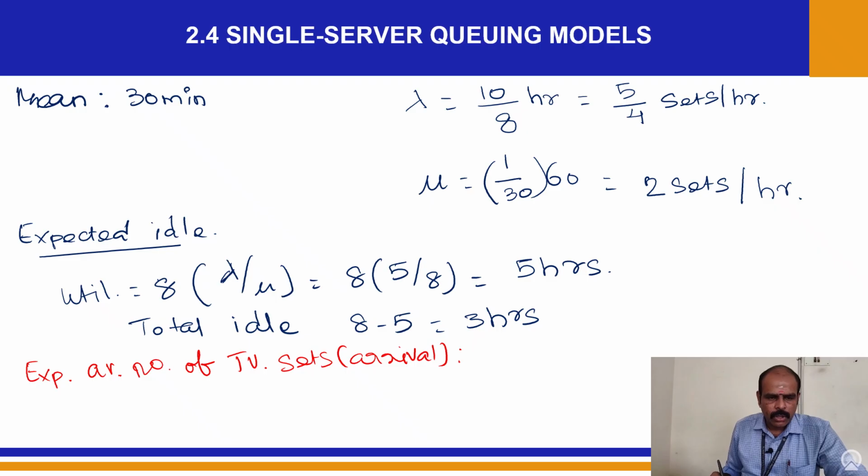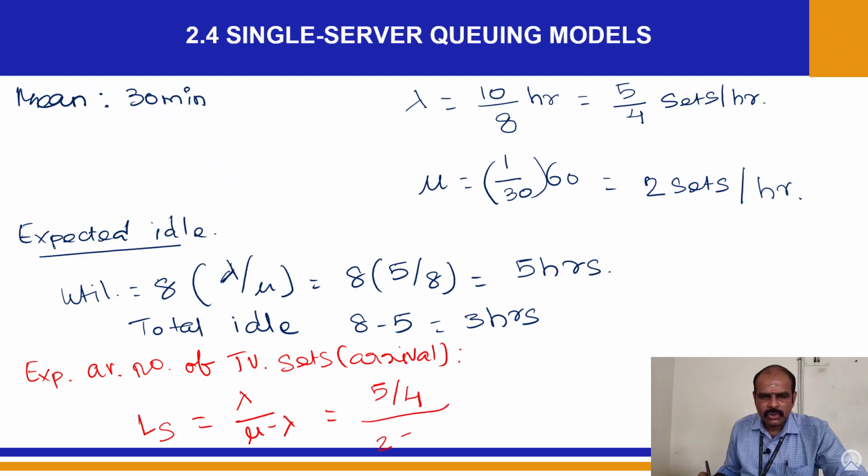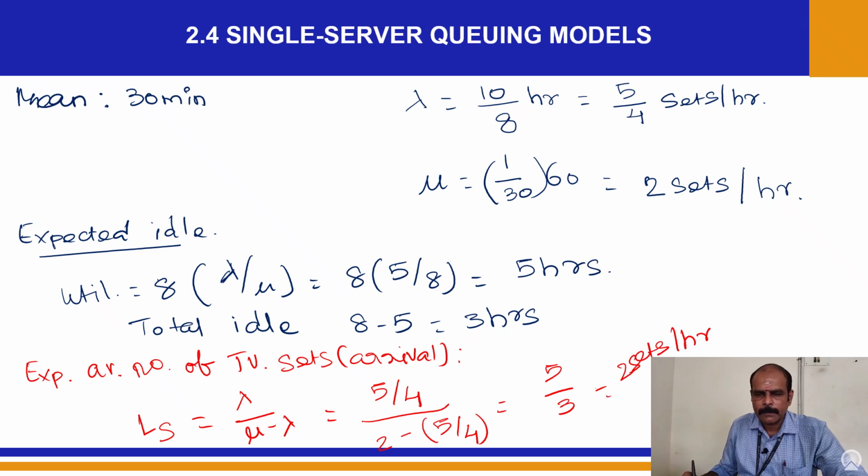Now we want the number in the system, not in the queue. So Ls is equal to lambda divided by mu minus lambda. That's the formula. We substitute lambda as 5 by 4, which we already calculated, divided by mu, which is 2, minus 5 by 4. Upon simplification we get 5 by 3, which is approximately 2 sets, because we can't have decimals here. So we put 2 as approximate.